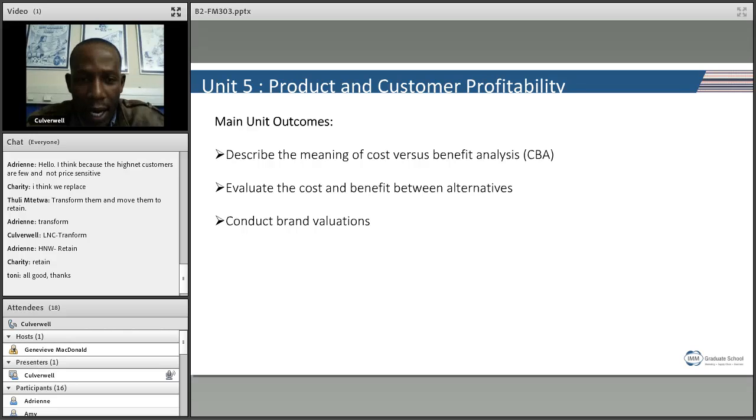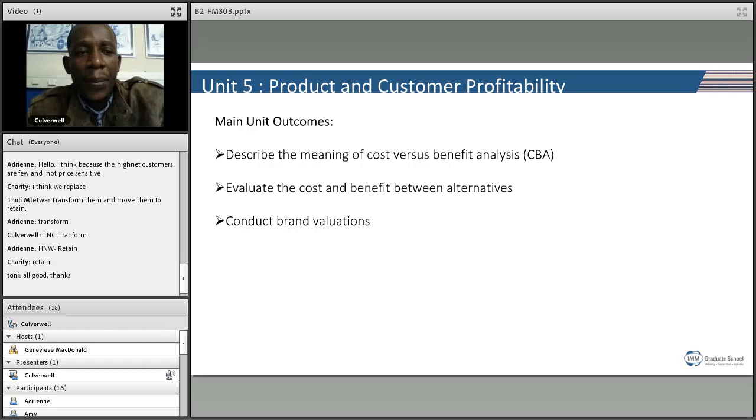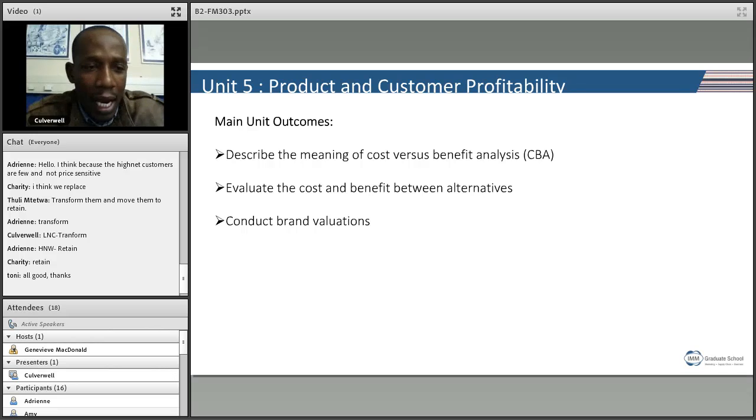Let me just say something on CBA, on the definition part. The reasoning here is you wouldn't want to implement a project that is going to give you benefits that are less than the cost you incurred. So on average, when you're conducting a cost-benefit analysis, you would want the benefits to be more than the cost, so that you'll be able to make that project viable. If it's not viable, surely there won't be any reason for one to even contemplate implementing such a project. So that's basically cost-benefit analysis.